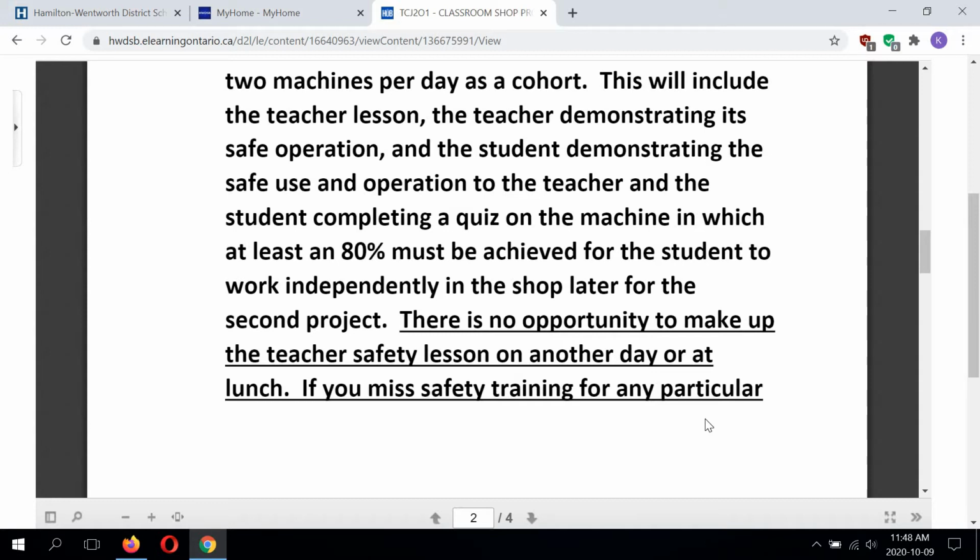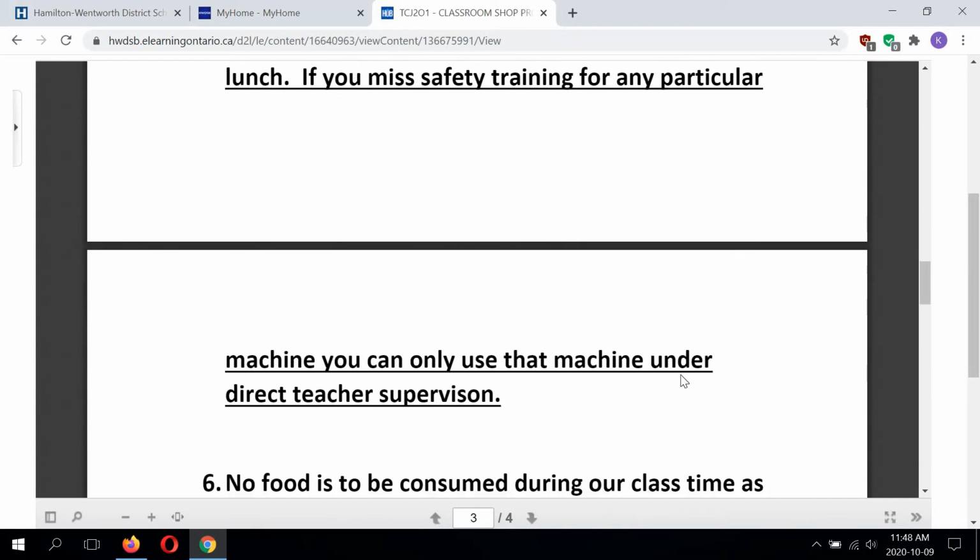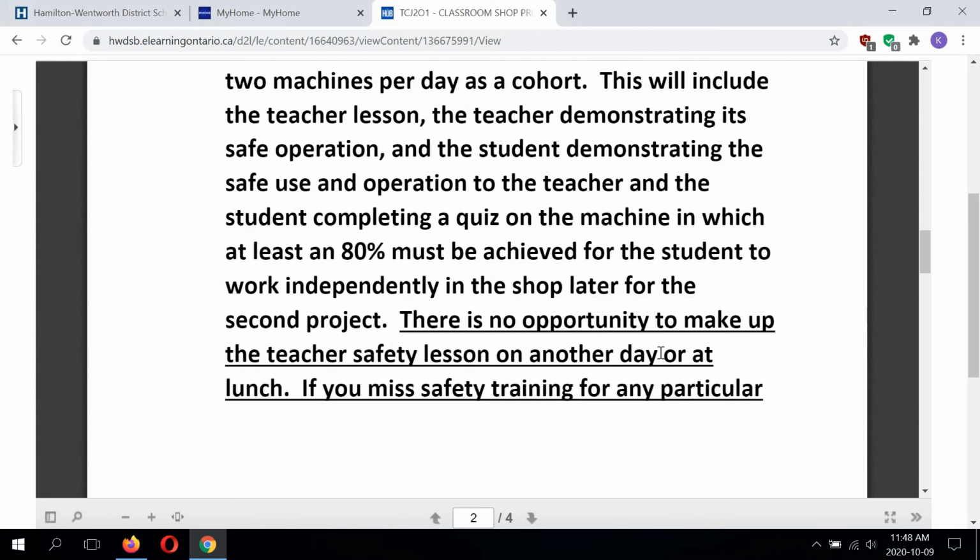There is no opportunity to make up the teacher's safety lesson on another day or at lunch. If you miss safety training for any particular machine, you can only use that machine under direct teacher supervision. So this is why attending class every day on your designated cohort day is extremely important.